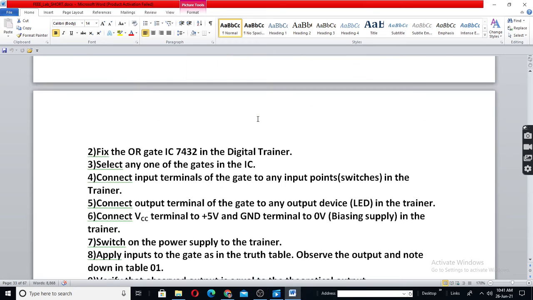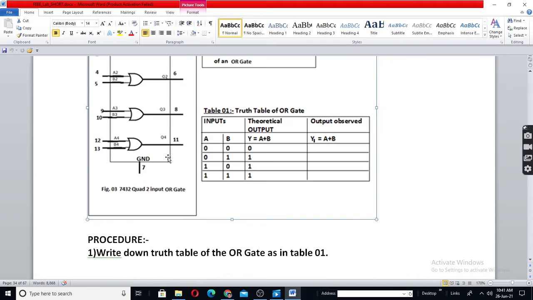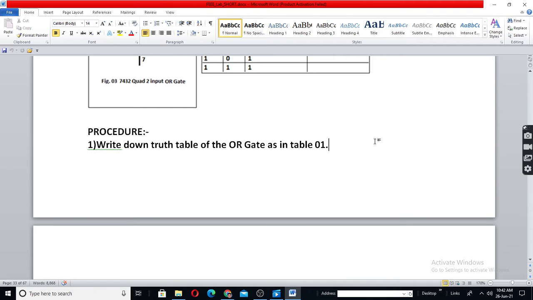Rest of everything is very much similar to the previous one. Now next is NOR gate. NOR gate is the complement, or reverse opposite, of OR gate. NOR means not OR. Not means opposite.